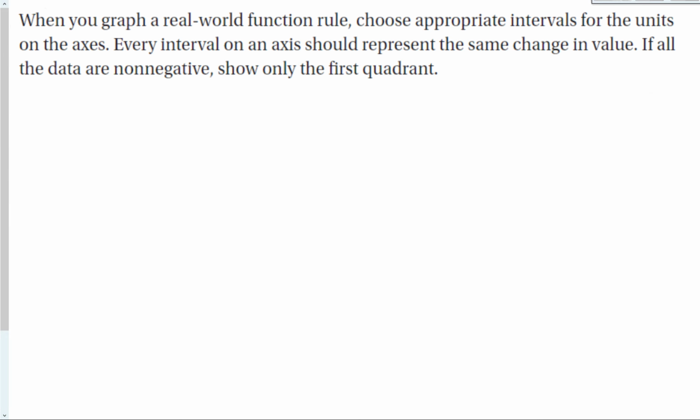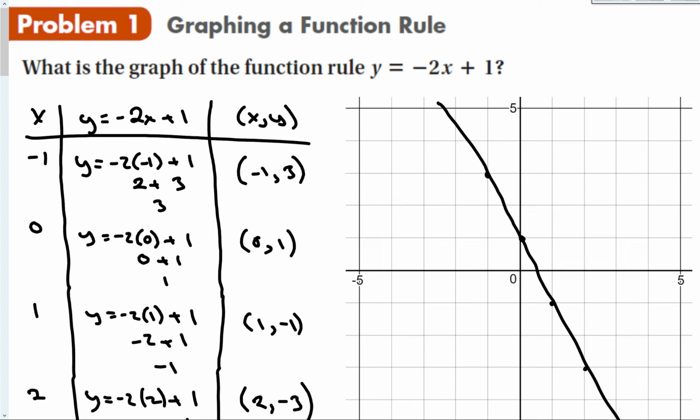When you graph a real-world function rule, choose the appropriate intervals for the values on the axis. Every interval on an axis should represent the same change in value. If all the data is non-negative, show only the first quadrant. So for these graphs, I have all four quadrants, 1, 2, 3, and 4. We have positive and negative.